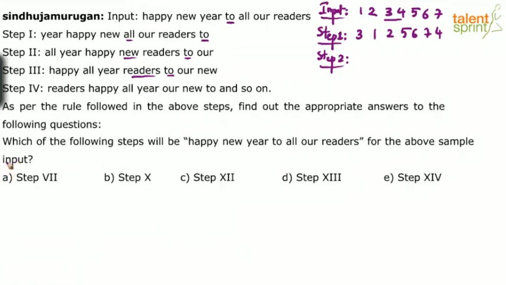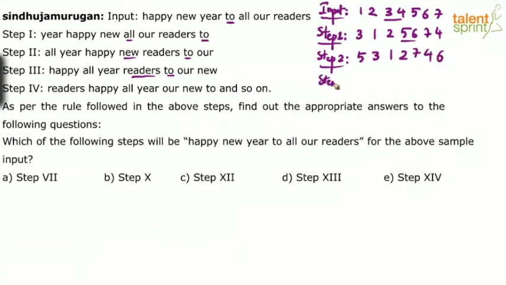So the point is, in input, the 3rd and 4th positions were moved. So the 3rd position, 3, and the 4th position, 4, we have moved. In step 2, we will move the 4th and 5th positions of the previous step. So that will give us 5 and 6 in the first and last positions, and then everything else has to be copied. So 3, 1, 2, 5, 6 have been moved, 7, 4.